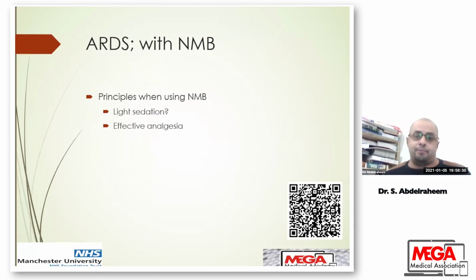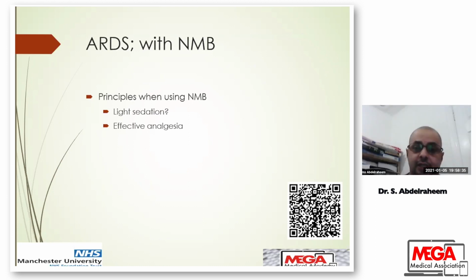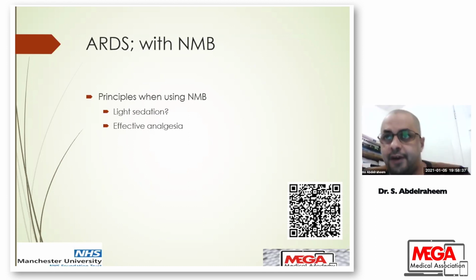Well, the first step when we have severe ARDS and we decide to put the patient on neuromuscular blockers, first we need to make sure that there is effective analgesia. And when we talk about effective analgesia, we have different options, but most probably that will include opioids. Whether that is morphine, fentanyl, alfentanil, remifentanil, whatever the type of opioid that we use, there are different types. We'll talk about them briefly later on, but we need to make sure that there is effective analgesia.